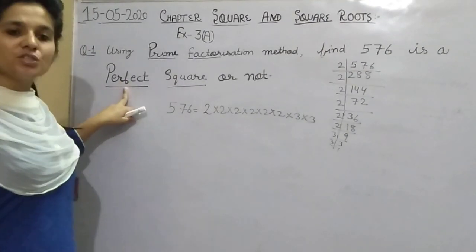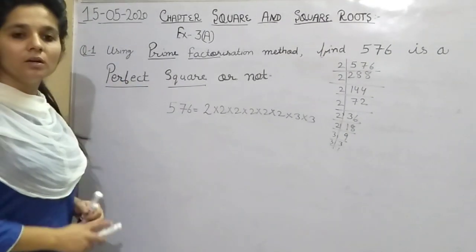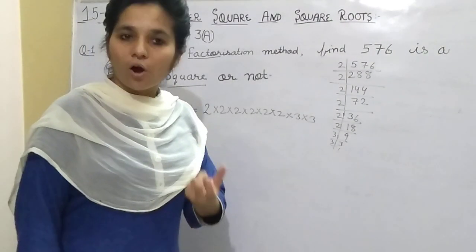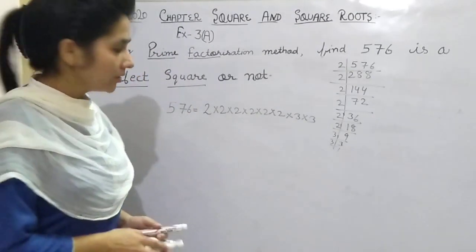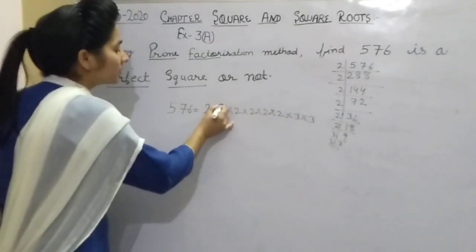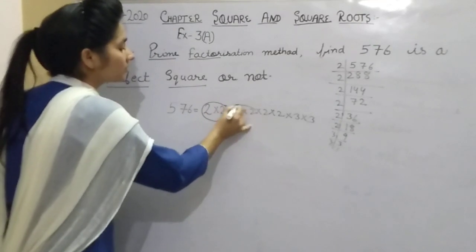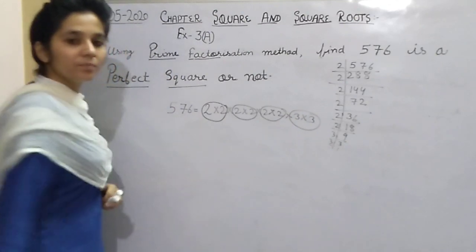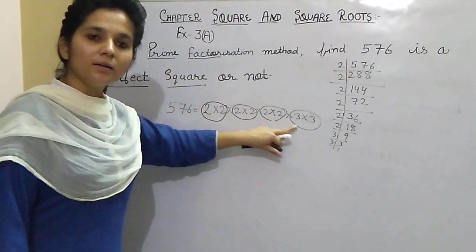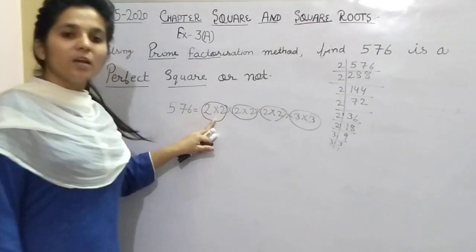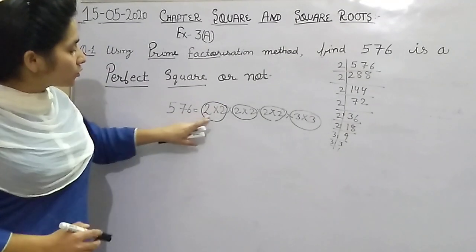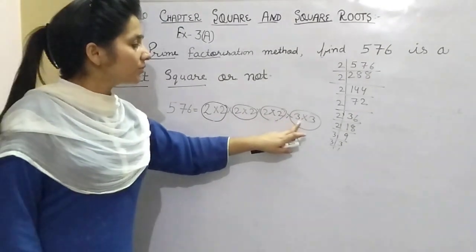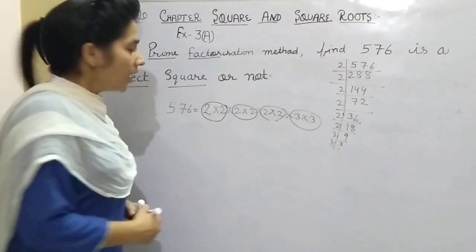According to the definition, perfect square numbers have pairs of equal factors. Now we will make the pairs of the equal factors. How many pairs do we have? There are 4 pairs of equal factors: 2 multiply 2, 2 multiply 2, 2 multiply 2 and 3 multiply 3.